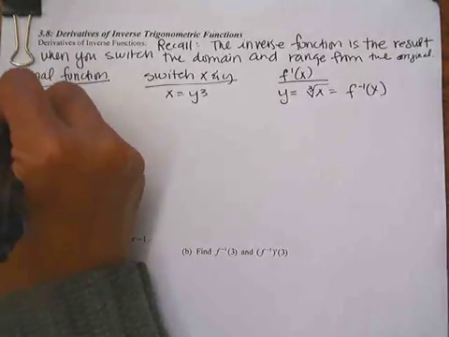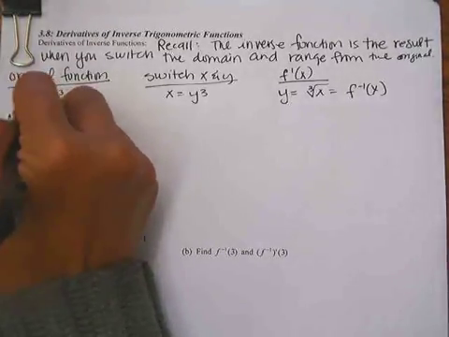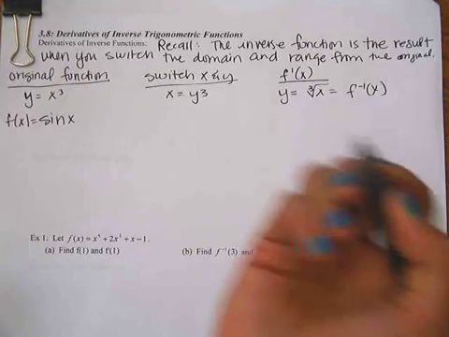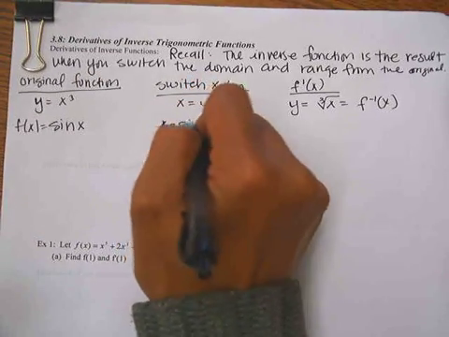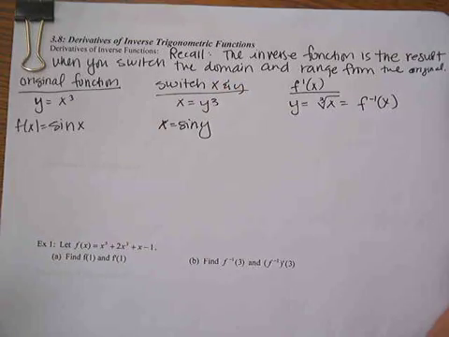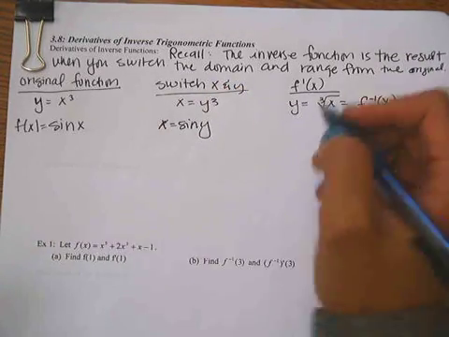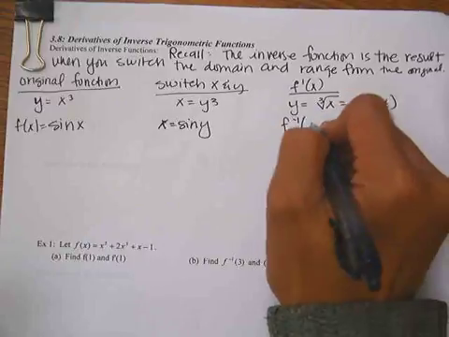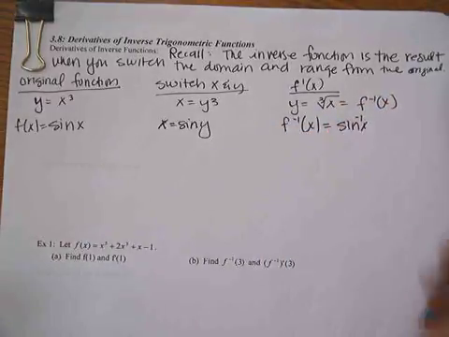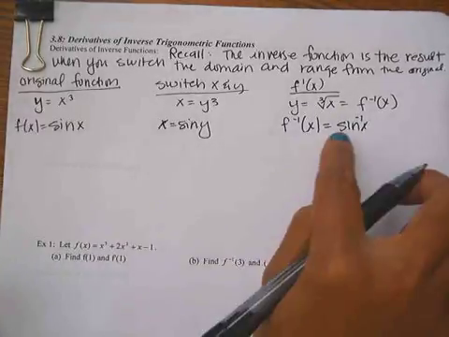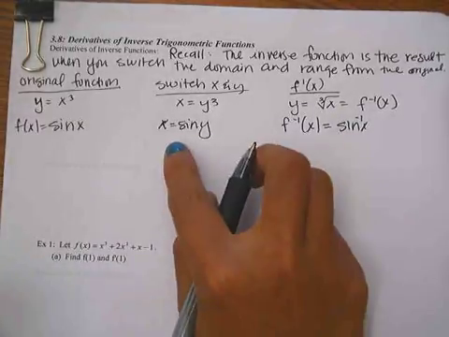Same thing with sine. If I give you f of x equals sine of x, I can switch x and y. So this is now x equals sine of y. Then I need to compose both sides by sine inverse. So when I do that, I end up with an inverse function of sine inverse of x. These two are equivalent.